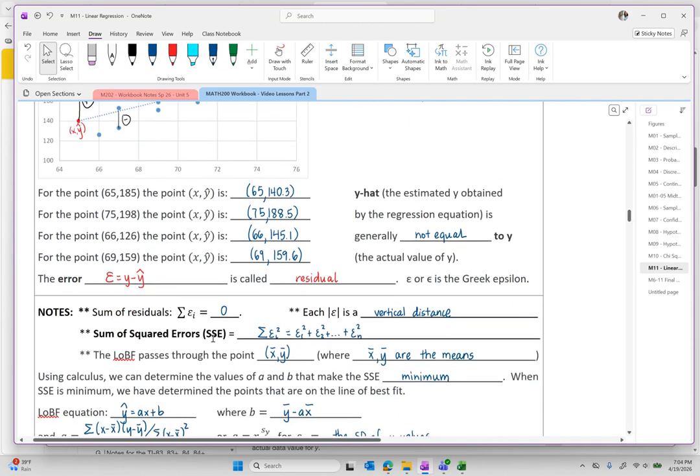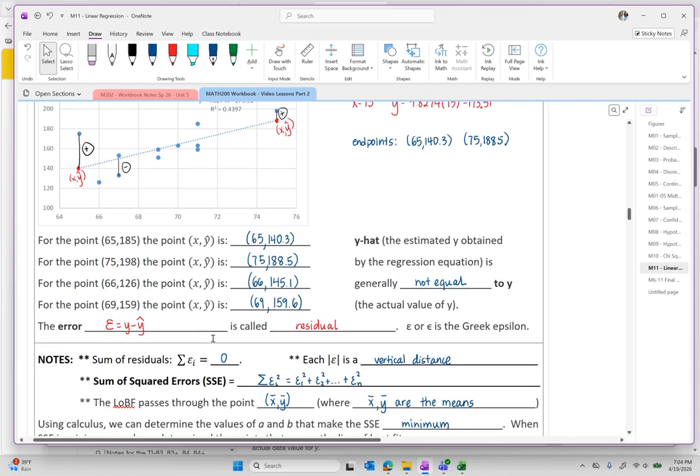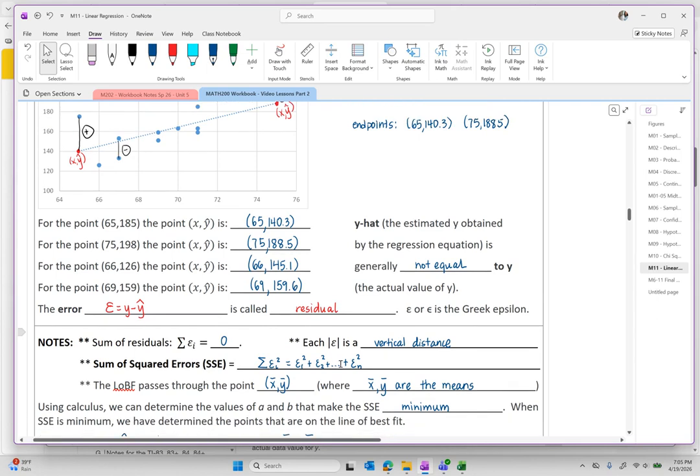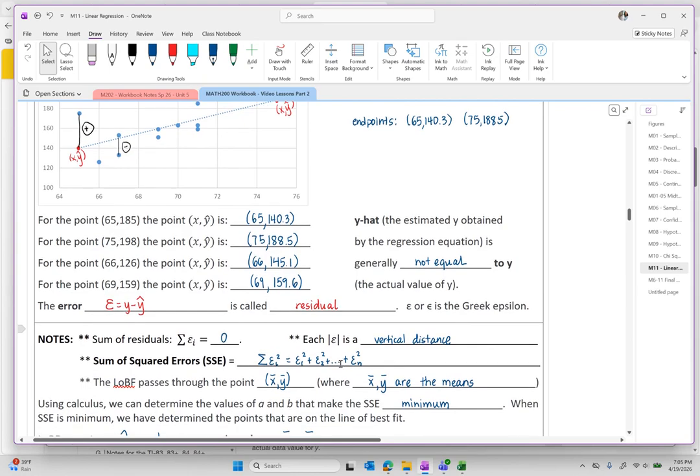So some notes here. The sum of the residuals equals 0. And that means that the line of best fit makes sure that whatever is the distance between the points above the line will equal the distance between the points below the line. Every absolute value of the error is a vertical distance. And again, we said it will be algebraically positive if the point is above the line and negative if it is below the line.